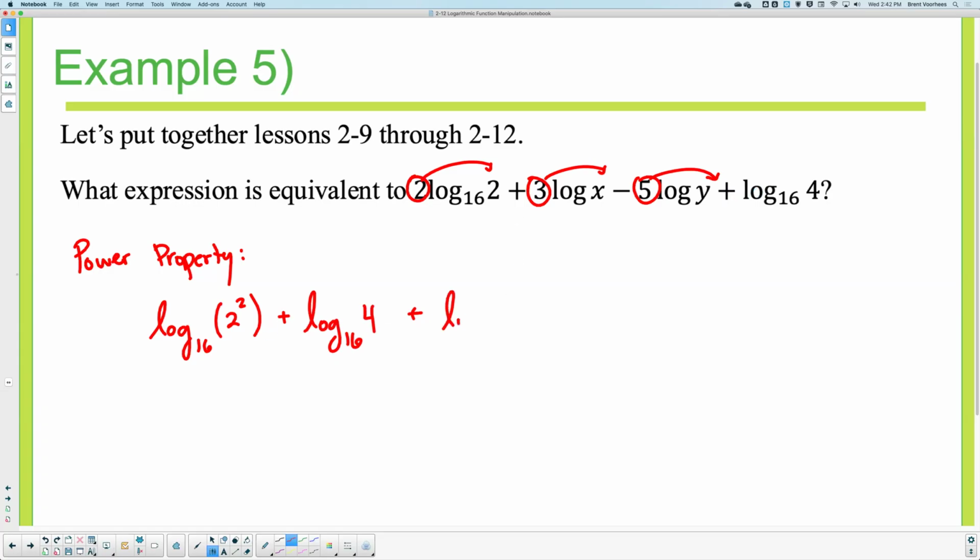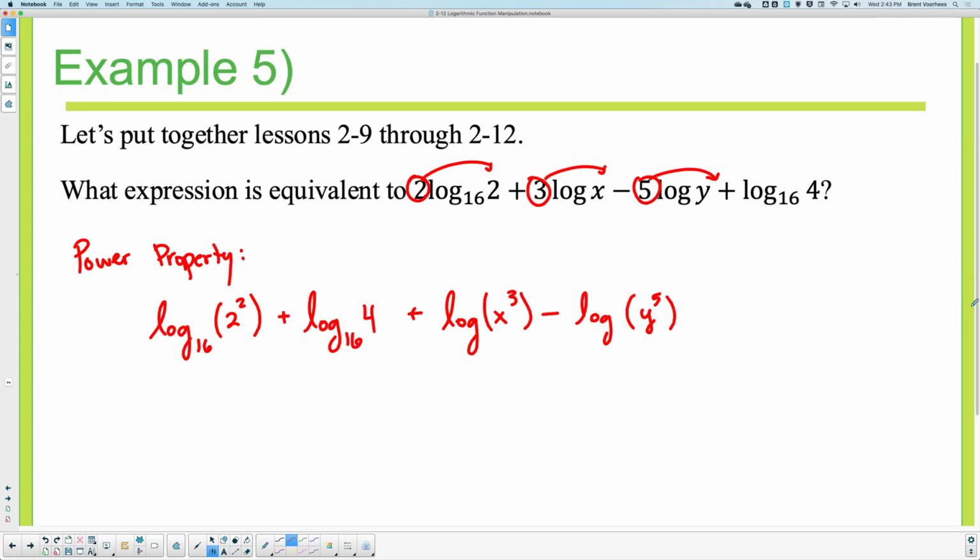Now I'm going to write the second log, log x cubed. This one doesn't have a base. What does it mean if you don't see a base? 10. Very good. Minus, let me put parentheses there. Minus log, parentheses y to the 5th. Again, common log, base 10.